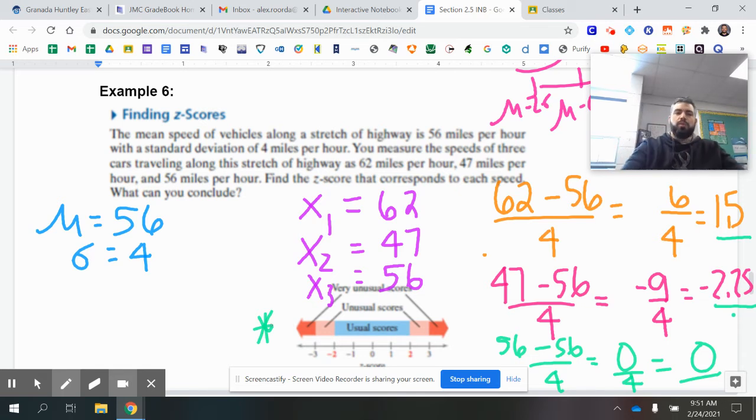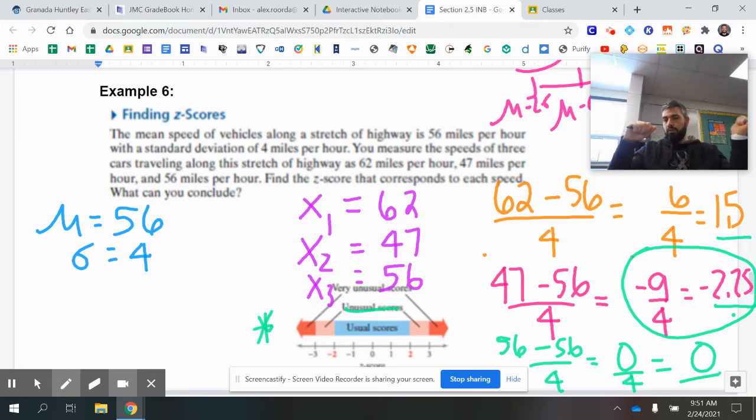Once you get into 2 to 3, we consider it unusual. So like this right here, someone going 47 seems unusual, right? They're going much slower than usual. And anything that's 3 or above or negative 3 or below, meaning like negative 4, negative 7, whatever, that's considered very unusual. And that would be almost considered an outlier. And most of the time, that will be outliers in our data, okay?